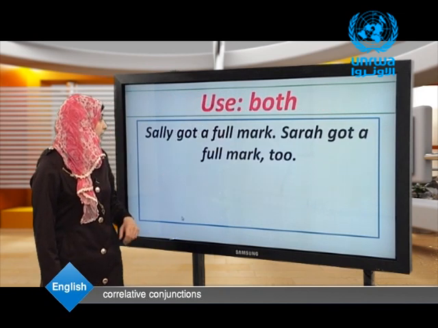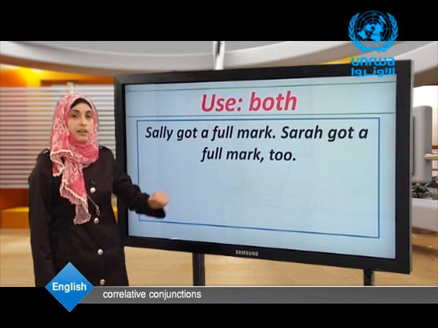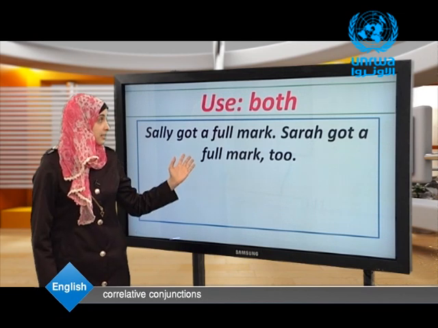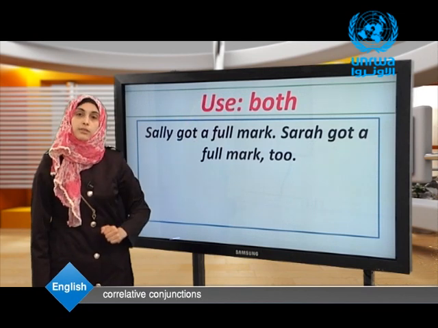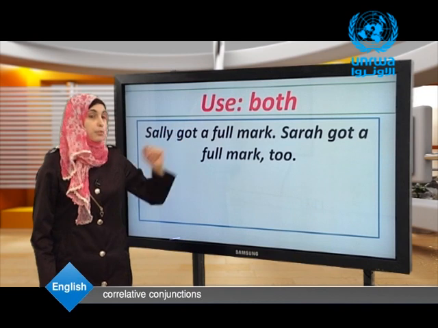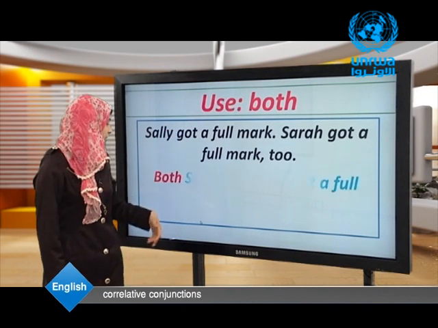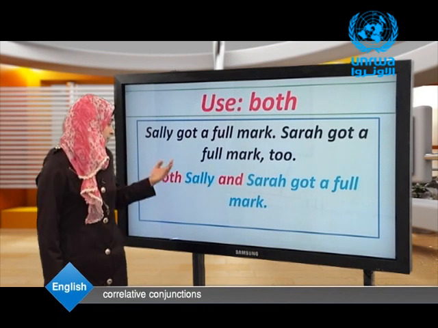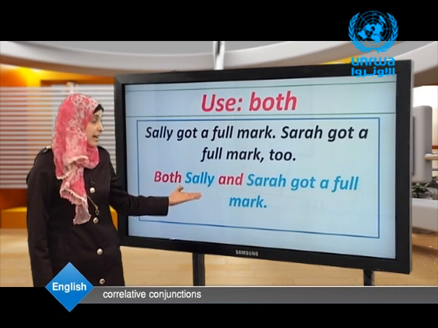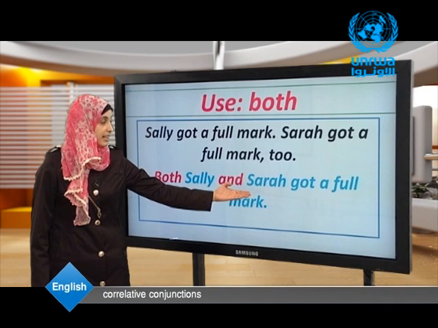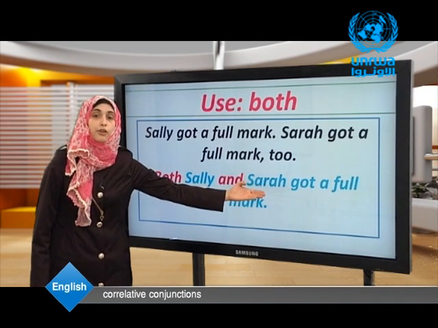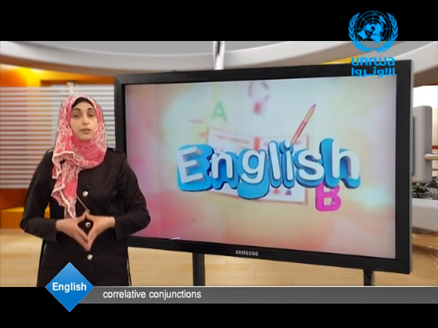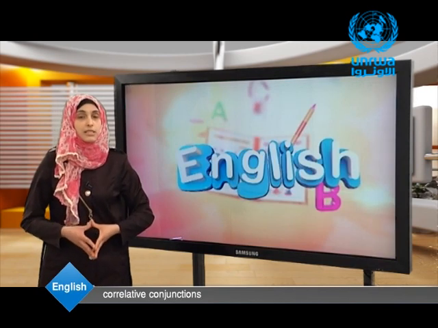Let's see the second one. Sally got a full mark. Sarah got a full mark too. Here we have two sentences. Make them one sentence using both. Great. Both Sally and Sarah got a full mark. Both, Sally the first noun, and then Sarah the second noun, and then got the verb in the past, and then the complement.